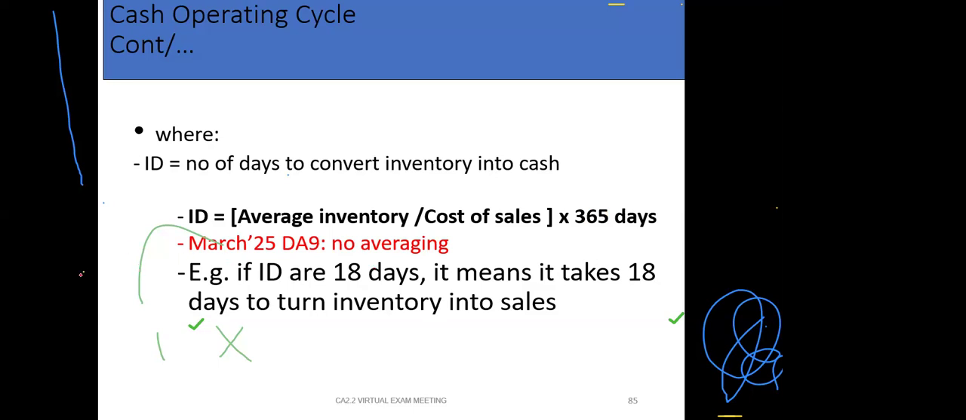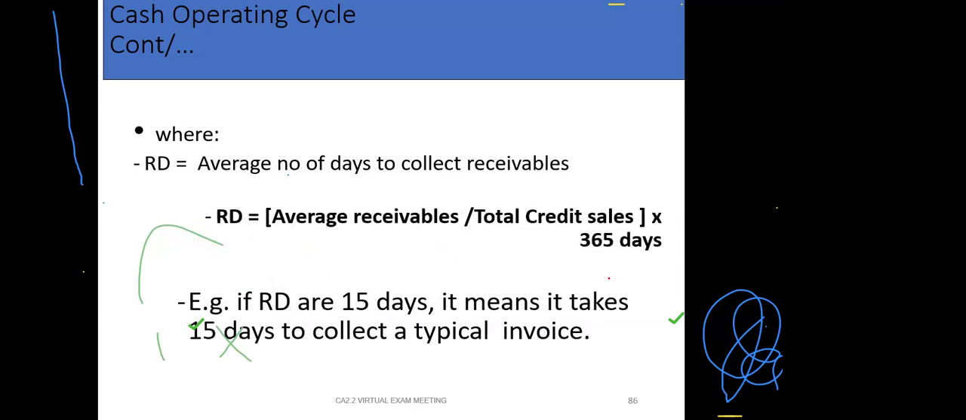In the March 2025 DA9 paper, candidates were not averaging this numerator. They were given the opening inventory and the closing inventory, but they were just picking one figure. Now the formula is average inventory, unless you don't have the information for you to calculate the average inventory. For example, if the inventory days are 18 days, it means that it takes 18 days to turn inventory into sales.